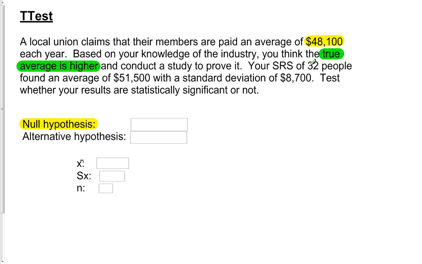Your SRS of 32 people, okay, that's our sample size, 32 people, found an average of $51,500. Okay, that's your sample average, with a standard deviation of $8,700. Test whether your results are statistically significant or not.